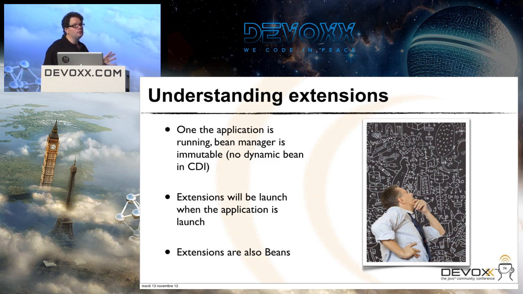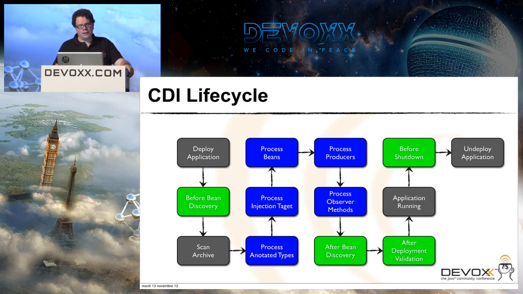So once the application is launched, the bean manager is immutable. At the end of the launch, you can't add new beans. You can instantiate new beans, that's for sure, but you can't create new beans. So the extension is here to change the bean manager behavior and add new beans. At the end, extensions can become beans also. Where does it happen? It happens at the beginning of the CDI life cycle.